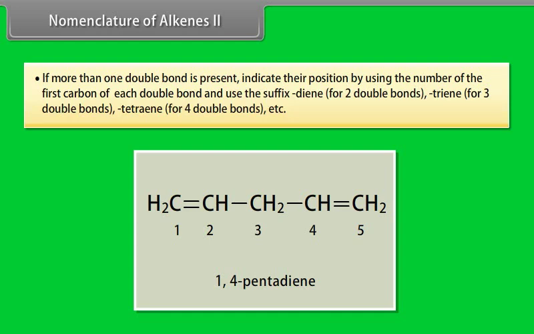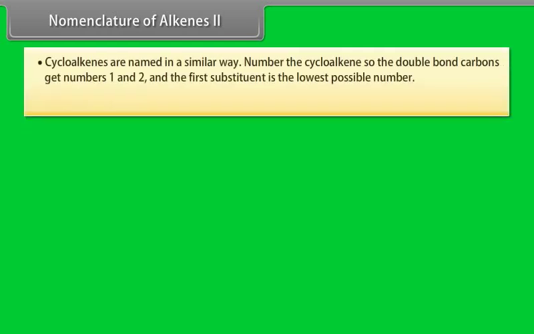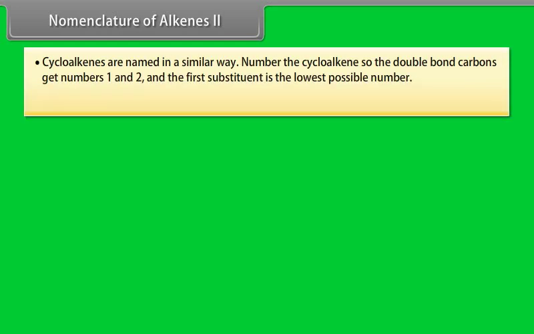and use the suffix diene for 2 double bonds, triene for 3 double bonds, tetraene for 4 double bonds, etc. For example, 1,4-pentadiene. Step 9. Cycloalkenes are named in a similar way.